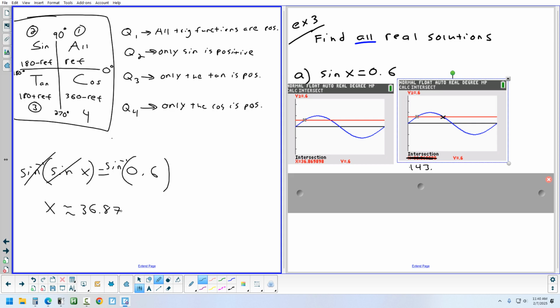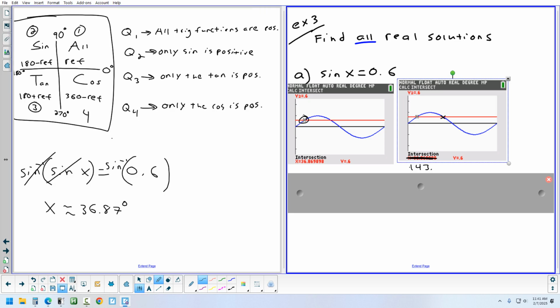That answer is only that one. That answer is going to repeat again and again. It's going to keep repeating. How often is it going to keep repeating? Every cycle. And how long is a cycle in this graph? 360. Yeah, we wouldn't want to say 2 pi because we didn't do radians. We could have, but we did degrees.